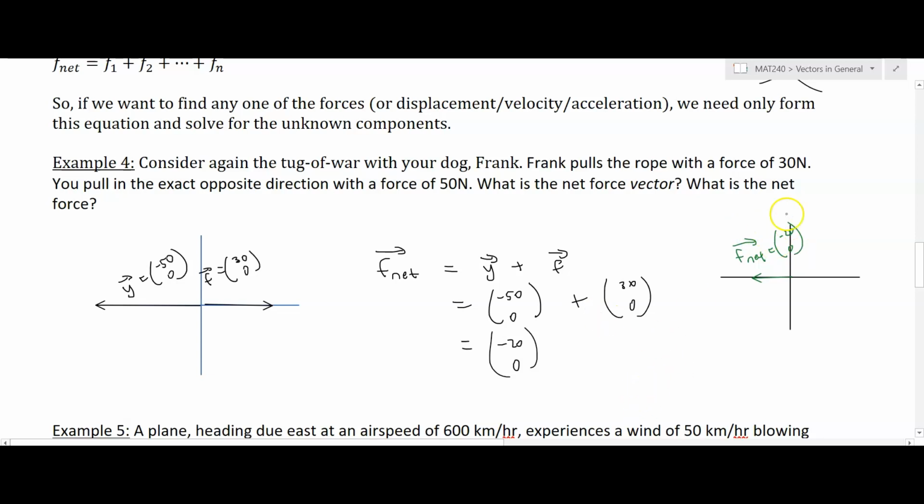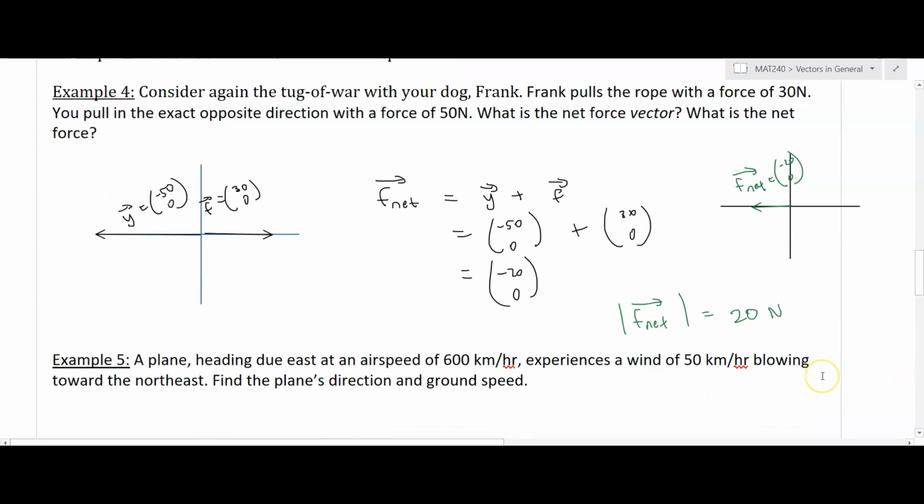And so it has a magnitude, which is pretty easy to verify. The magnitude of this vector is the square root of 20 squared plus 0 squared, which is the square root of 20 squared, which is 20 newtons. And since all of these components are in newtons, the square root of the sum of the squared components is going to be in newtons as well.